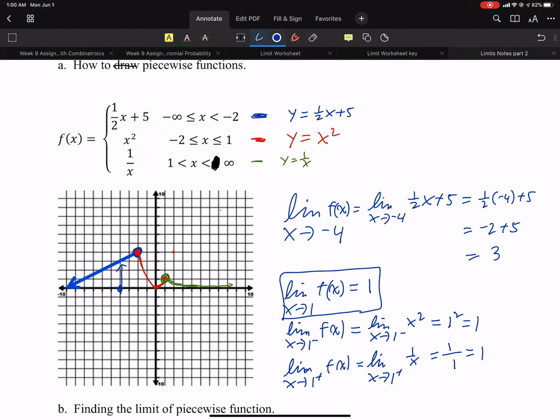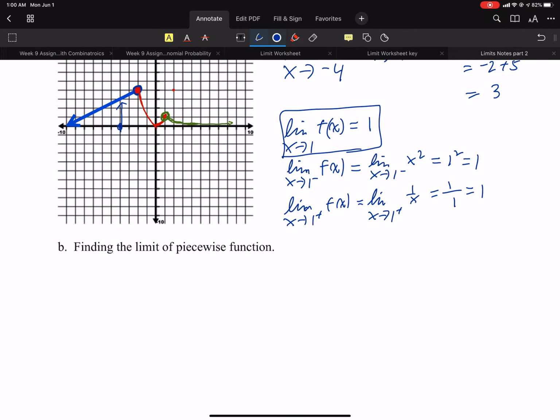So when you have a piecewise function and you're finding the limit where two functions intersect, you have to find the left-hand limit and the right-hand limit separately. If they're the same, that is the limit. If they are different, the limit does not exist. So that is piecewise functions.